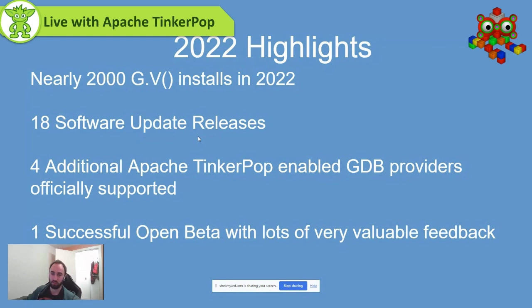We've supported 4 additional Apache TinkerPop enabled providers. So when G.V first started, it really just supported, I think, Gremlin, JanusGraph, and Amazon Neptune, and we've onboarded a lot more since. And during 2022, we've run an open beta phase, during which we gathered feedback, found bugs, did a bunch of fixes, and that's just gone really well.